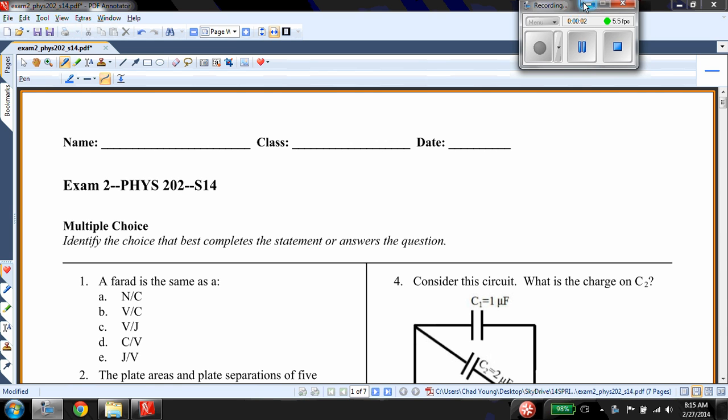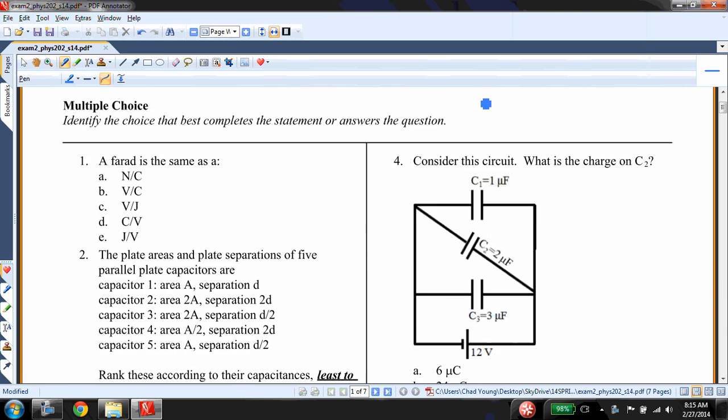And this is exam 2, Physics 202, Spring 2014. First multiple choice: a farad is the same as... Remember, a farad is a measurement of capacitance, so I know that C is equal to Q over V. Q is measured in coulombs, V is measured in volts, so that's coulombs per volt. That's D, the right answer.